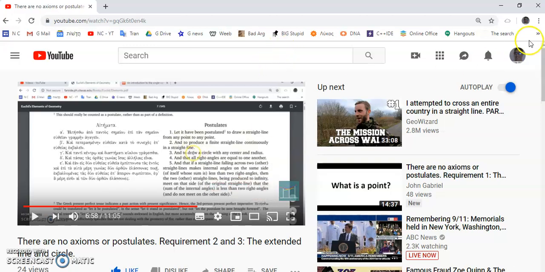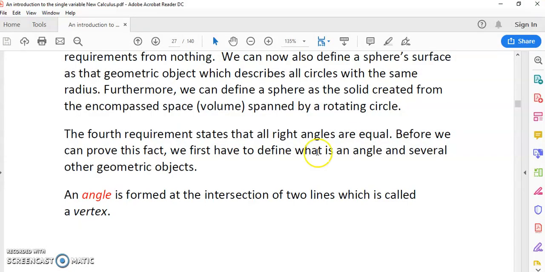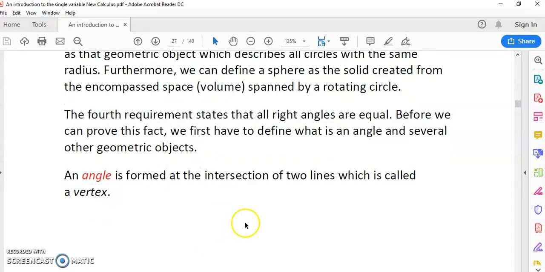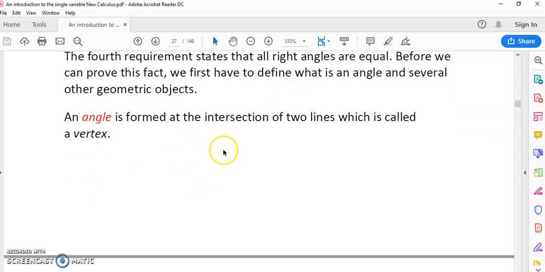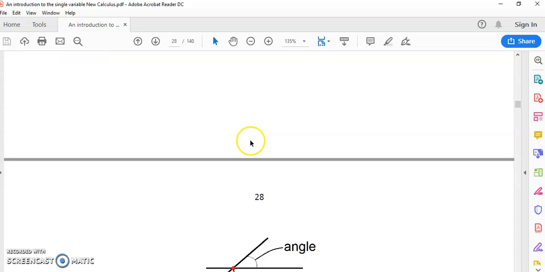And so now, to continue with the next requirement, which is that all right angles are equal, we have to define objects. So an angle is formed at the intersection of two lines, okay? And we'll call the intersection of any two lines a vertex. And obviously four angles are formed when two lines intersect each other, right? So we'll just call those objects angles. And how are we going to define an angle?